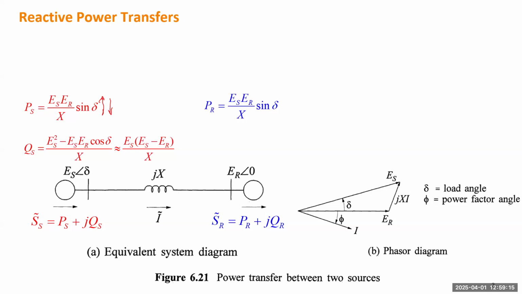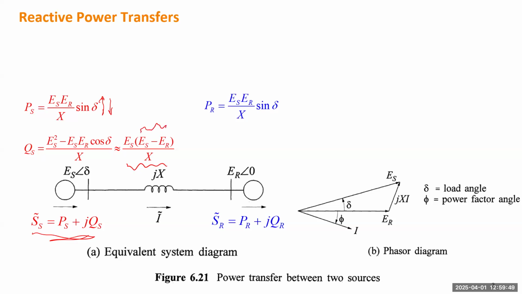But to calculate the reactive power from the left-hand side, it will be this formula. I won't go into the details of how to prove this one. It's pretty simple: you start from the definition of complex power and, using the phasor diagram, take the imaginary part, and that would be QS. If delta is small, we can usually utilize this formula to estimate how the reactive power changes with the system.